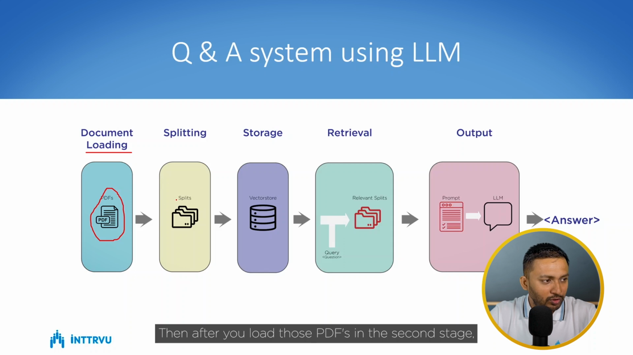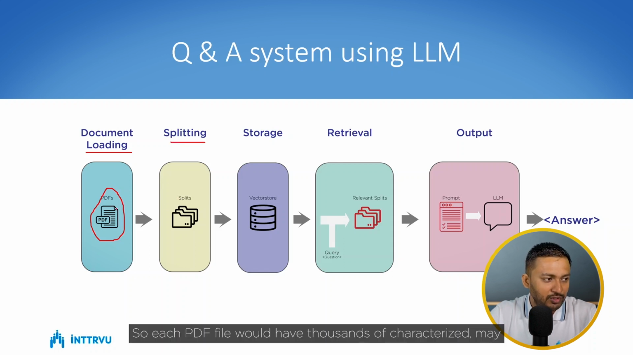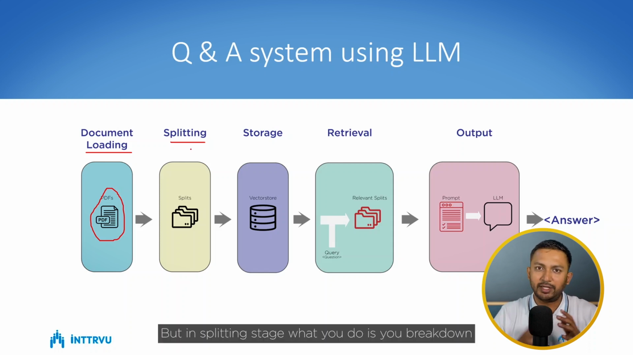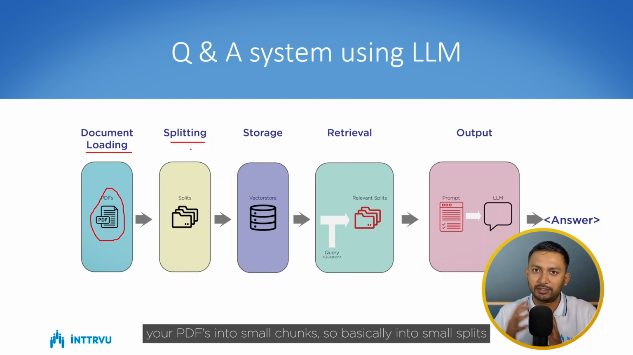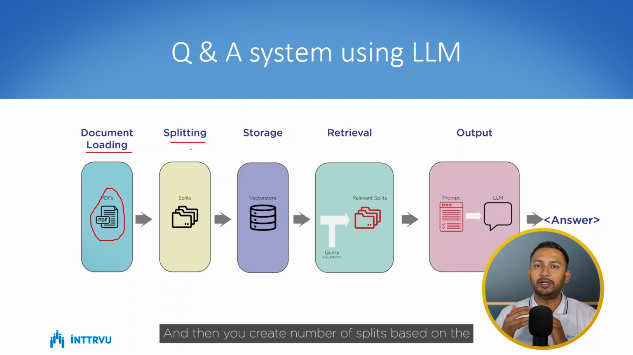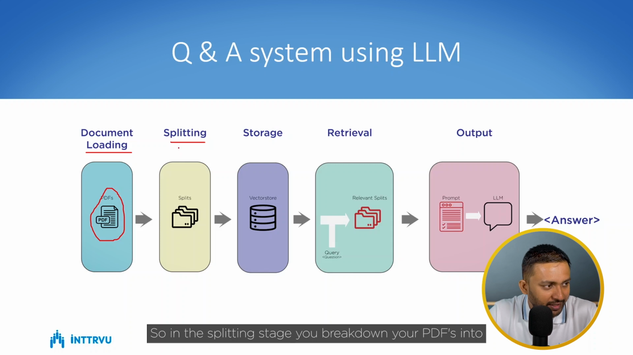Then after you load those PDFs, in the second stage you have to do splitting. Now what is splitting? Each PDF file would have thousands of characters, maybe 150,000 characters or 1 lakh characters, depending on the size of the file. But in the splitting stage, you break down your PDFs into small chunks, into small splits, and then you create a number of splits based on the PDFs that you have provided.